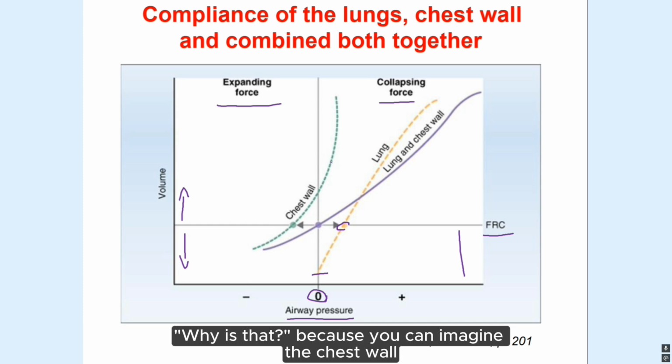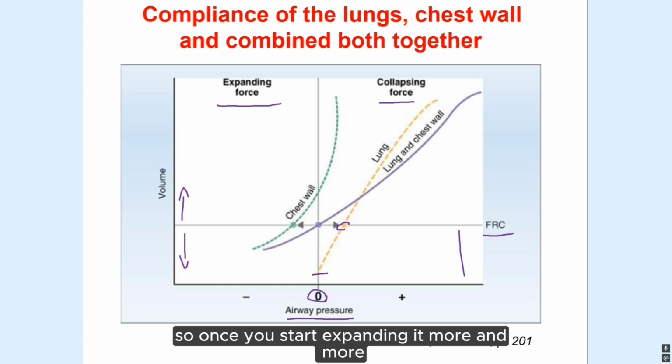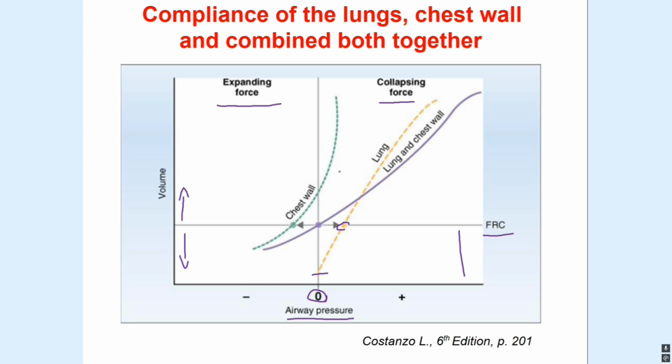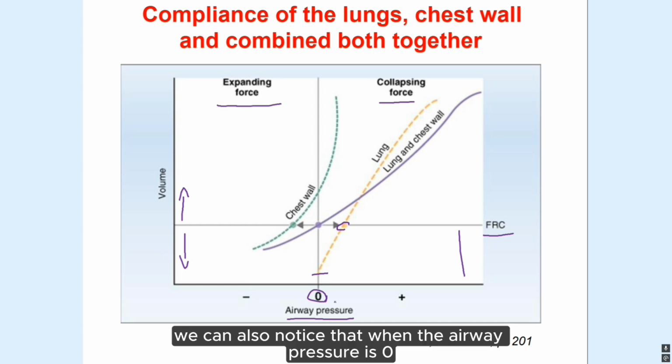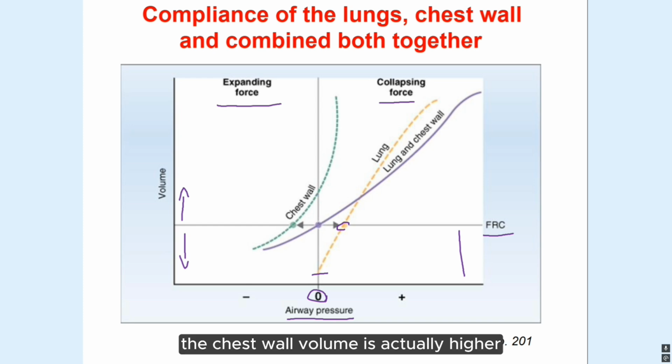Why is that? Because you can imagine the chest wall, it expands, but it reaches a limit. It cannot expand more. So once you start expanding it more and more, it starts fighting you. It tells you, okay, this is enough. I don't want to expand more. And so it starts entering the collapsing force side. We can also notice that when the airway pressure is zero, which is at rest, the chest wall volume is actually higher, much higher than the lung volume. Why is that? Because as we said, the chest wall likes to expand, it likes to hold more volume of air, and so the resting point for it is higher than the resting point for the lung.